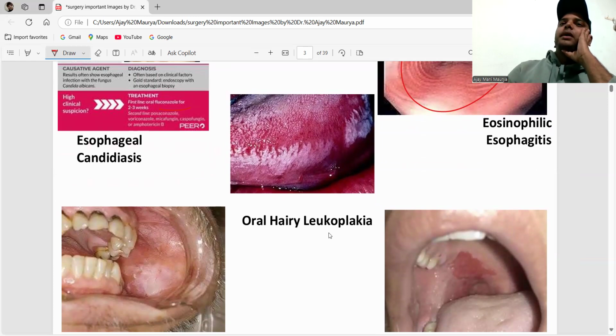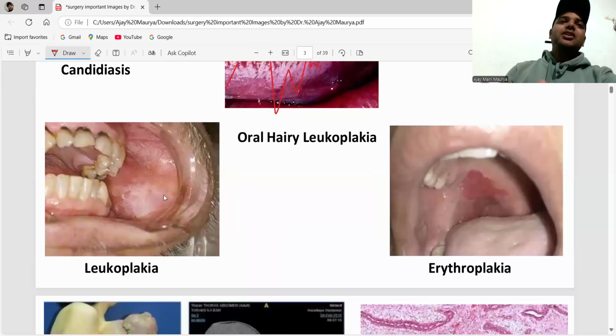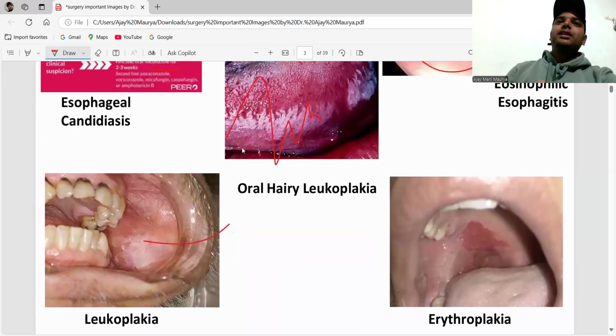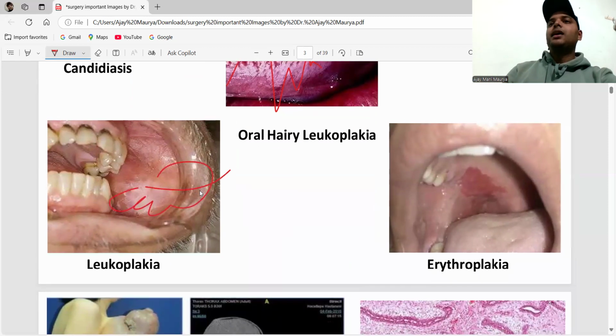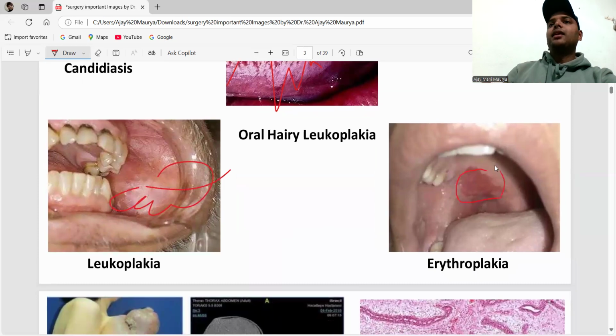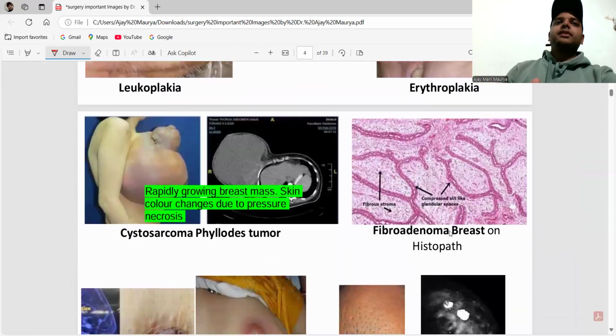Also, guys, this is oral hairy leukoplakia. What is the meaning of leukoplakia? Leuko means white, plakia means patch. It's a white patch. Oral hairy leukoplakia is due to a fungal infection, guys. This one is hairy, that's why it's called hairy. This one is not hairy; there are only white patches here, so this is only leukoplakia. This is erythro, meaning red-colored patches: erythroplakia.